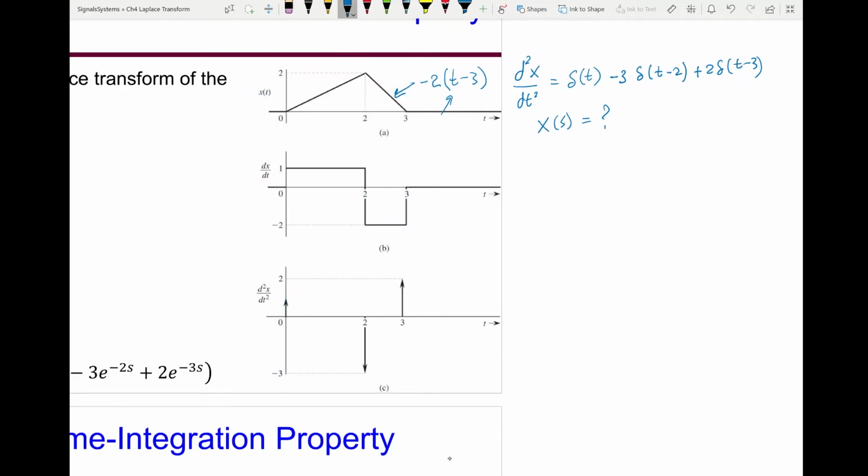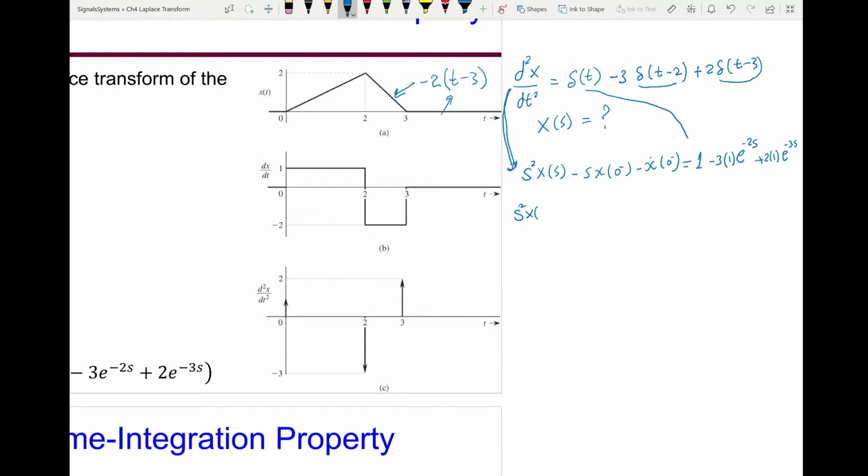Let's clean this up. I will take the Laplace transform of this equation. Using the differential property, this will be just s square x of s minus ... The Laplace transform of this impulse is just 1. The Laplace transform of this impulse shifted 2 units will be just minus 3 e to the minus 2s, plus the Laplace transform of this one, again 2 times 1, shifted by 3 units.